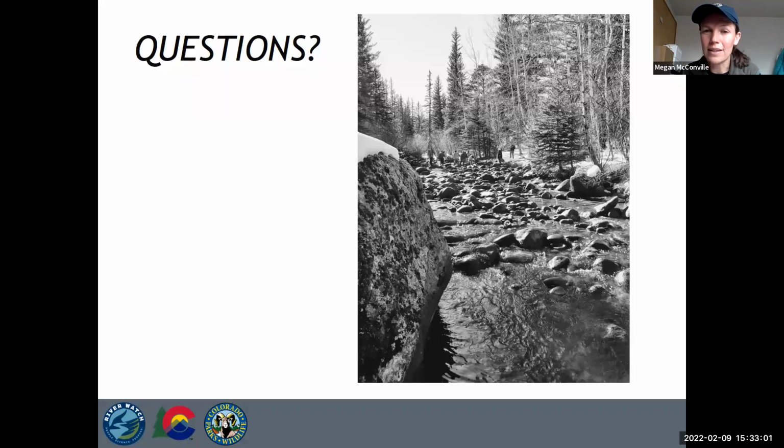But our goal always is, if you're taking the time in all months of the year to collect this data, we want it to make a difference.